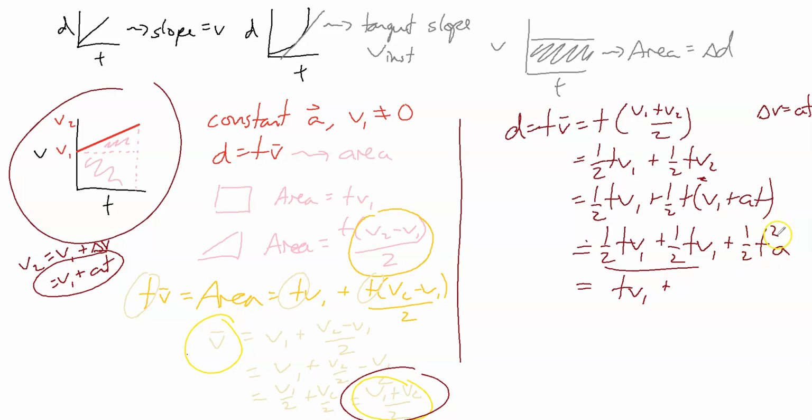because usually with polynomials you try to have the higher powers later on. I'm going to move it around something like this. All right. So we have this. So TV1 plus 1/2 AT squared.